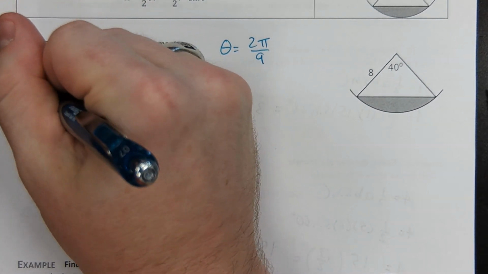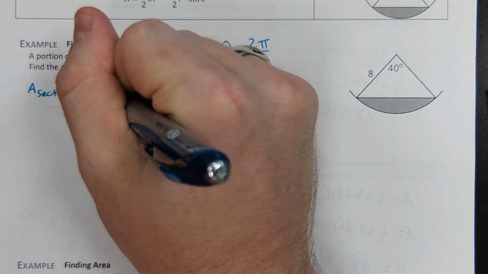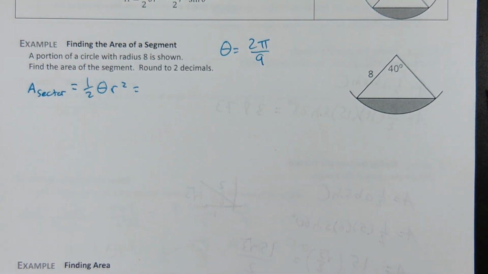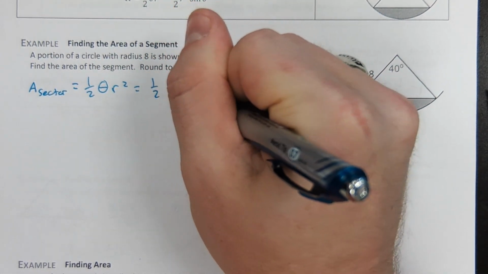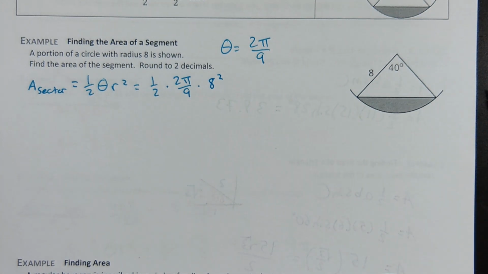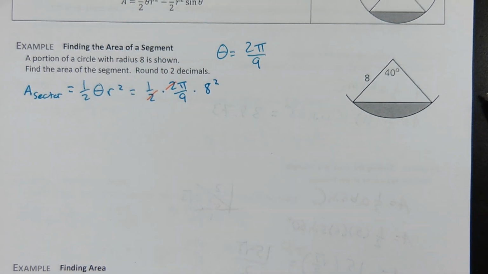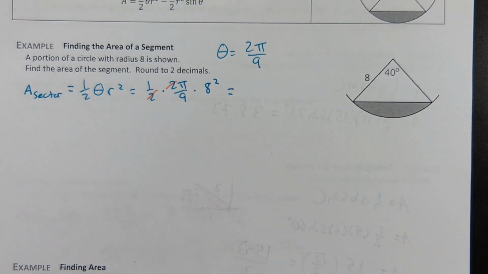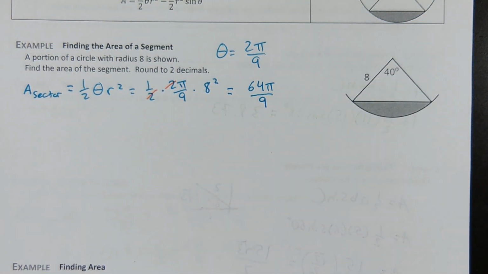Area of a sector. And this is how I show that area of sector. I do a subsector. 1/2 theta r squared. I'm in the habit of writing my formulas every time I'm going to use them. That's how I never forget them. 1/2 times 2 pi over 9 times 8 squared. The 2's cancel. And everybody in the room knows what 8 squared is, right? 64. The area of the sector is 64 pi over 9. That's the exact area of the sector.